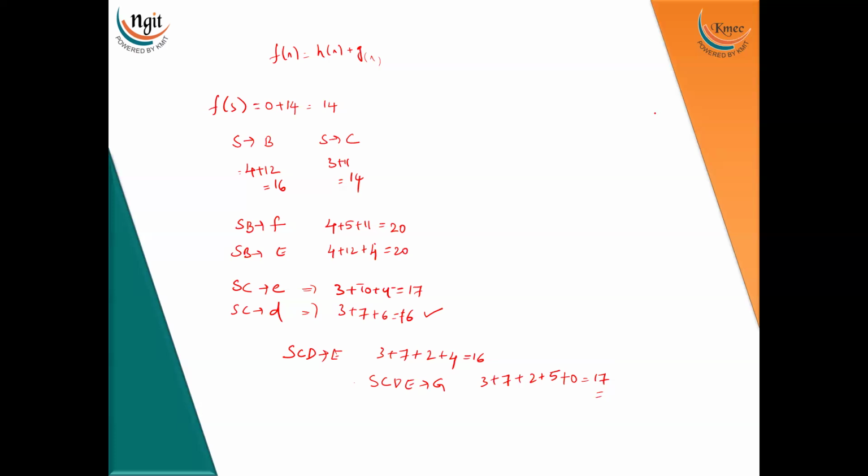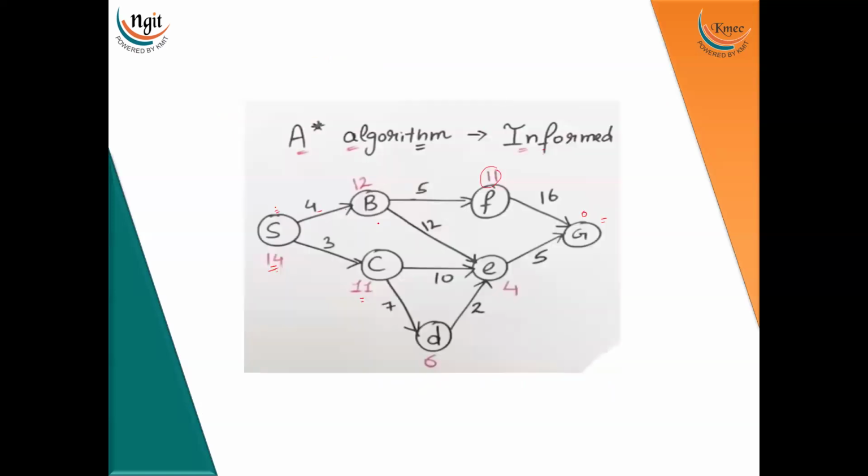There is also another way you can go. That is, S to B, you can also calculate S to B to F, S to B to E. But we are getting more value when compared to this. That's why we have followed this route. You can also calculate S to B to F to G, S to B to E to G. But this path is getting the least cost. That's why this is the given path.